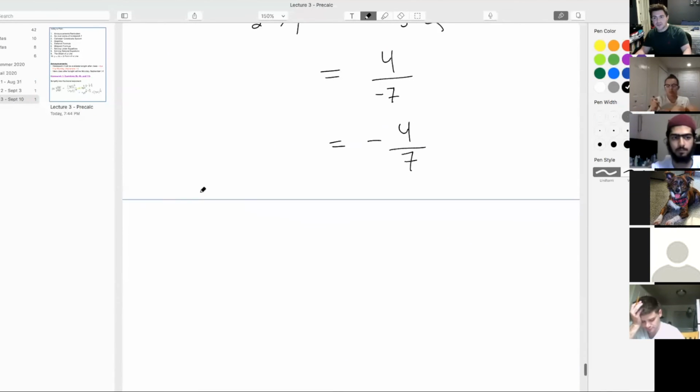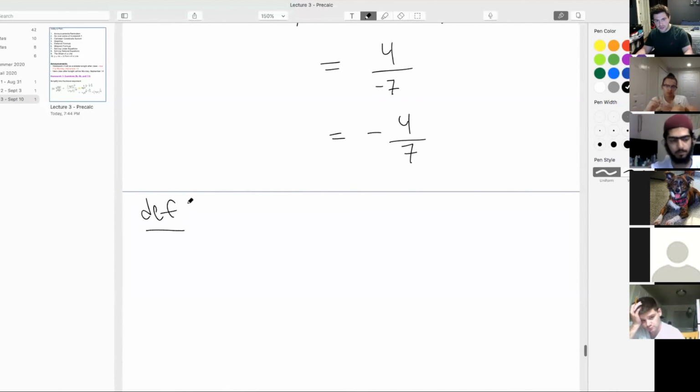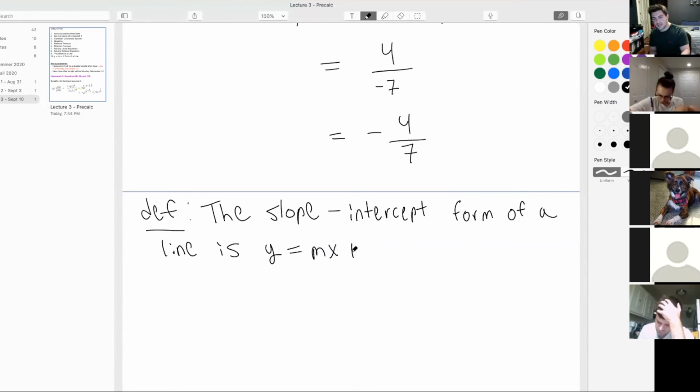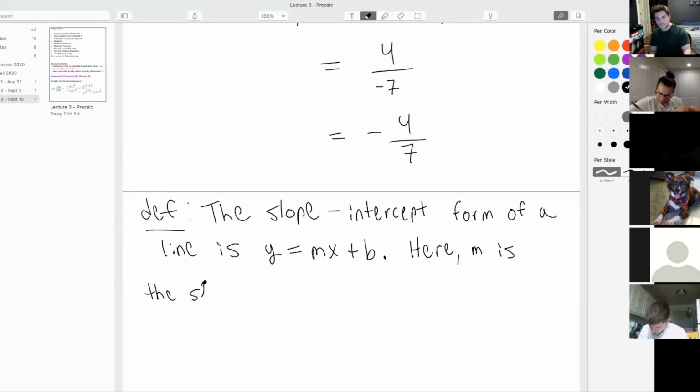All right, so now we arrive at something very important, which you will use in calculus if you decide to take calculus later. So this should also look familiar. So definition, the slope-intercept form of a line is y equals mx plus b. Okay, so what's m and b? I need to tell you what those letters mean. m is the slope of the line.